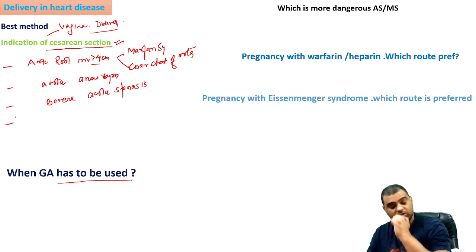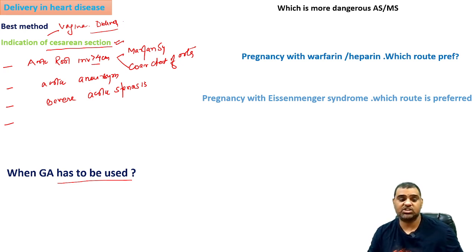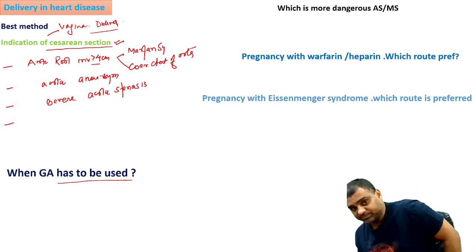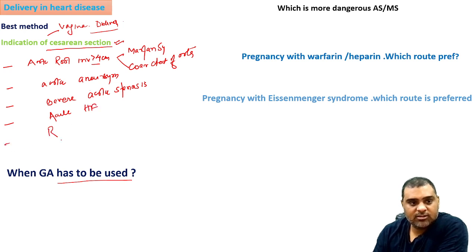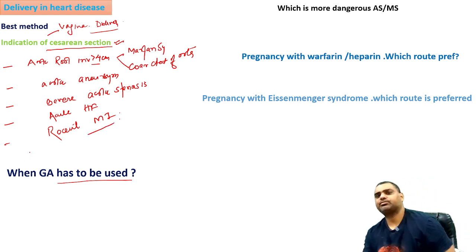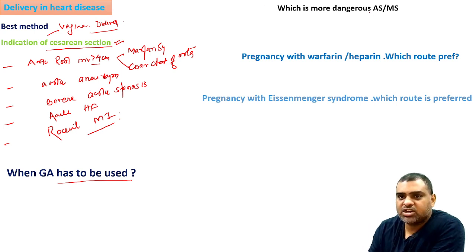Earlier, severe mitral stenosis was also an indication for cesarean section, but not now. In severe stenotic mitral stenosis, GA can be done, but it is not an indication of cesarean section. Severe aortic stenosis, acute heart failure, and recent MI are indications. I have told you which is more dangerous, AS or MS: aortic stenosis is more dangerous.